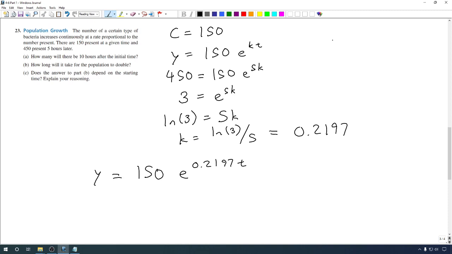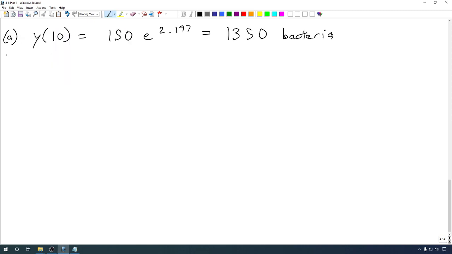Now the next question, this is a little bit different. It's not just asking us to plug in a number. It's asking how long will it take for the population to double. So we're going to take our function, but we're going to ask what is the time t when the amount that we get out of this is equal to double the initial amount. Well, our initial amount, remember, was 150. So we're asking what t value gives you a y value of 300.